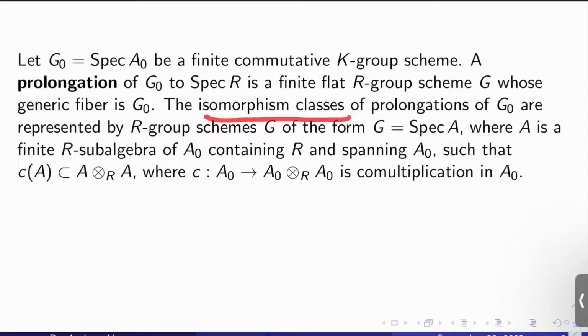The isomorphism classes of prolongations of a given G0 are represented by R group schemes G of the form G equals spec A. So we get other affine schemes here. And what is A? Like, how do you characterize the A's? So A is a finite R subalgebra of A0, the given ring, that contains R and spans A0, but you also want to make sure that C of A is contained in A tensor A over R. And what is C here? It's the co-multiplication map in A0. So it's the co-multiplication map from A0 to A0 tensor A0 over R.